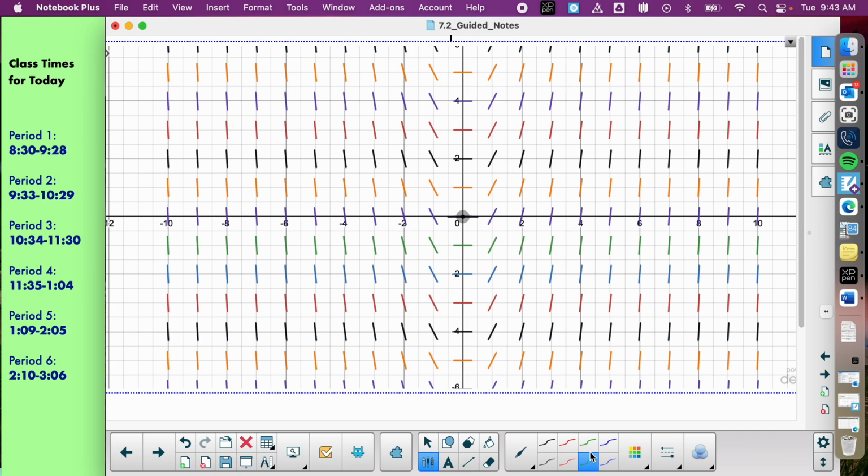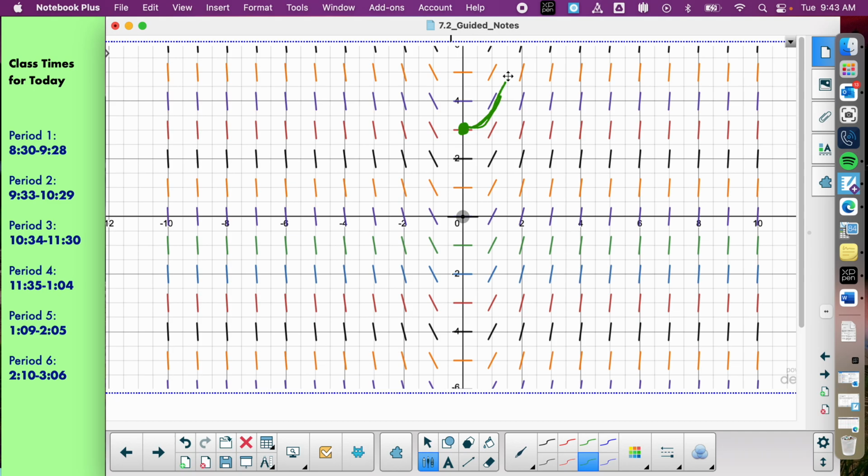Let's say we found out c was 3. Then that would give us x squared plus 3. So then what I would do is mark that point on there, and then follow the slope lines. If I follow this line to the right, I'm going to immediately hit a line that goes up.